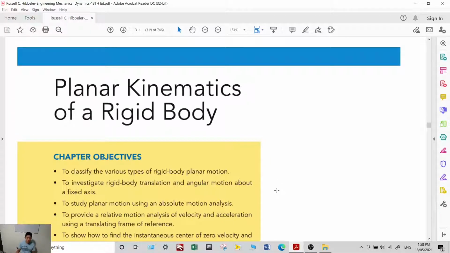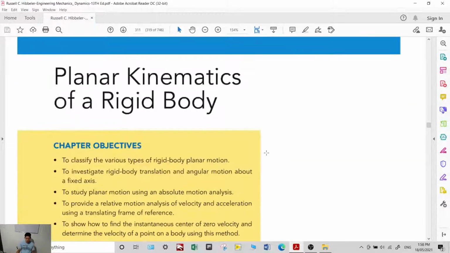Okay, good day. Today we'll discuss planar kinematics of a rigid body. For the previous topics, we focused on analyzing the motions of a particle, meaning the force is concentrated in one point. Now for this chapter 16, we'll be studying motion of a plane.